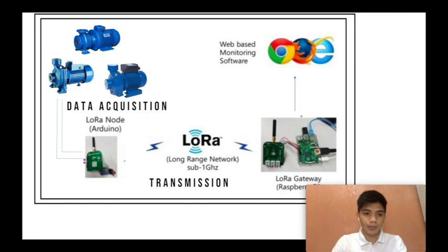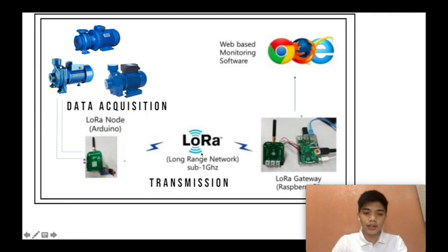Through this, ma-solve namin yung problem. The first part is the data acquisition, in which we measure the given parameters of the motor: the value of the current, the voltage, the power, whether it is efficient or not, and the power factor. After we measure the given parameters, we send them to our base station.